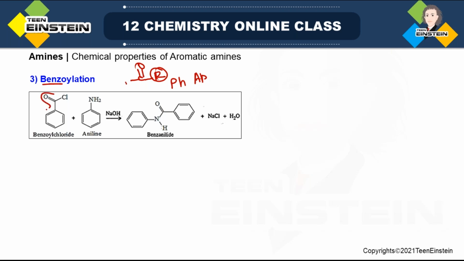And the same thing, this group will be inserted replacing one H, and as a result now you get PhNH-COPh. So this is the group which is inserted by replacing H, and this is called benzanilide. Remember, in the previous slide we have seen the name of the product acetanilide, where it is the COCH3 group. Now it is the COPh group and the name is benzanilide.